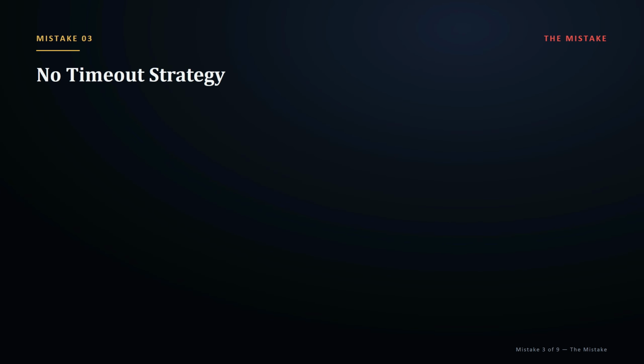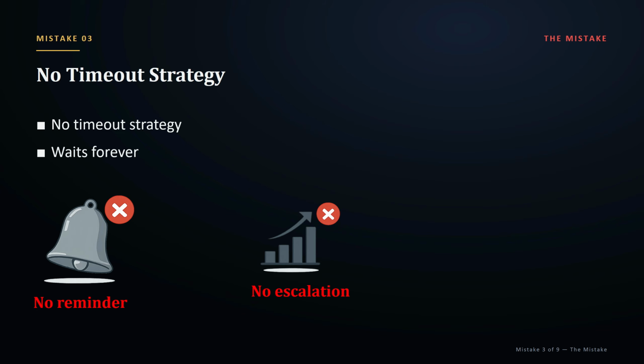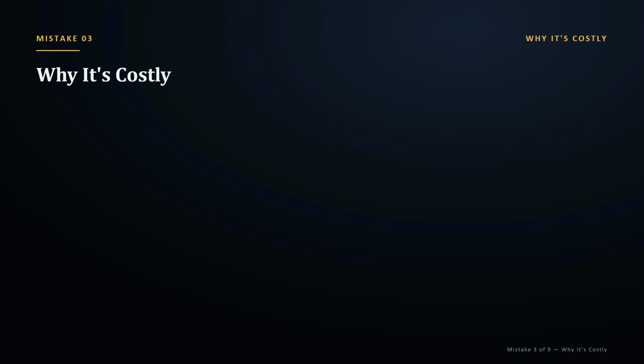Third mistake is no timeout strategy. Your approval flow has no timeout strategy. It sends the approval request and waits forever. No reminders, no escalations, no fallback plan. Let's take a simple example.